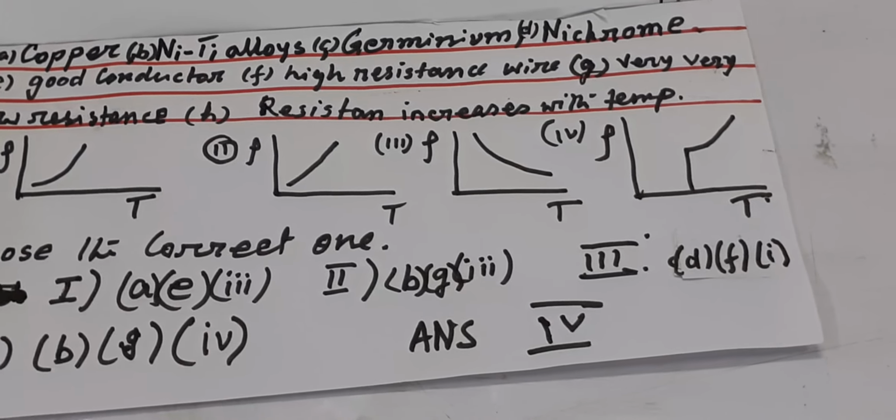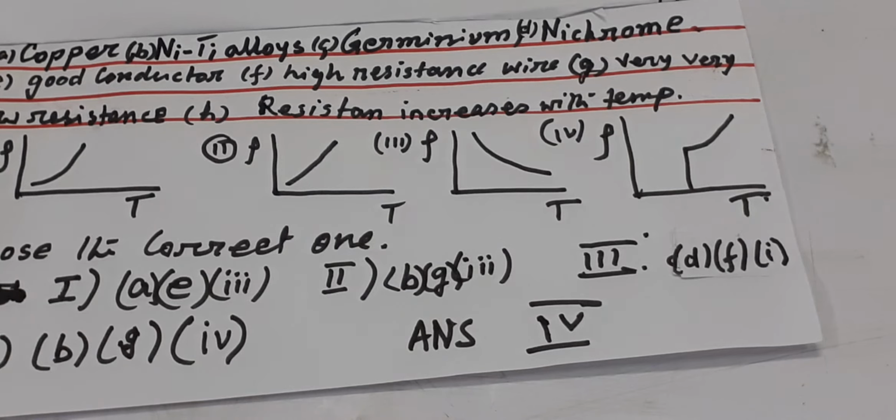Nickel titanium alloy. Next, very low resistance, and diagram 4, that is the property of a superconductor. The resistivity temperature plot will be this type, that at a particular temperature resistance becomes very low.